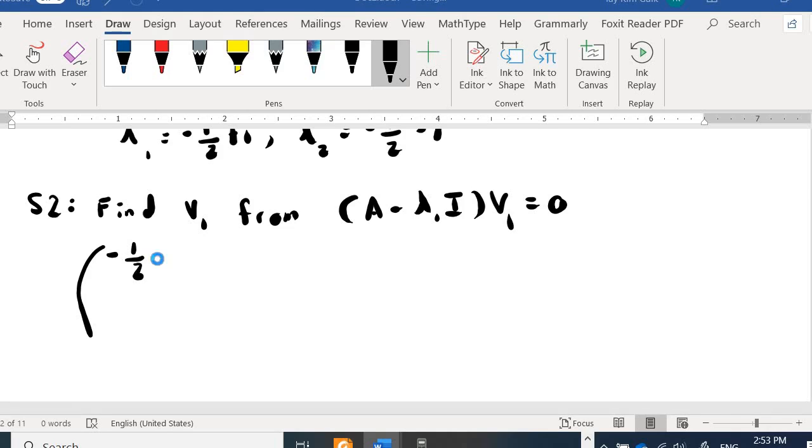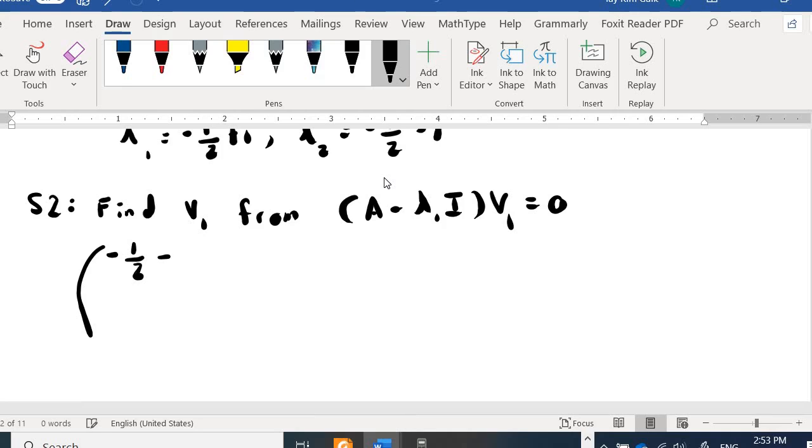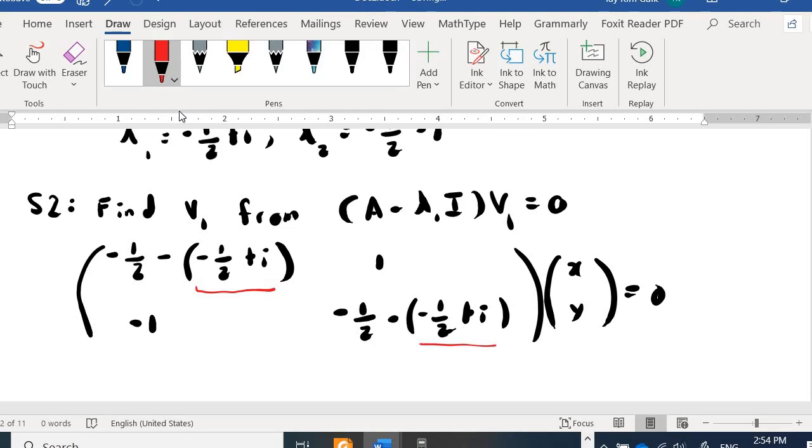Negative half, this is minus. Okay, lambda 1 is negative half plus i. And this value is 1, this is negative 1. So negative half minus negative half plus i. We want to let it equal to x, y. So you substitute, this is lambda 1, this part is lambda 1.